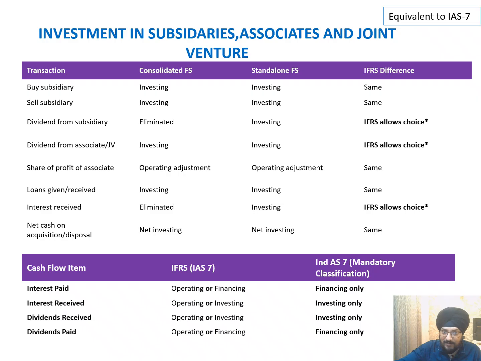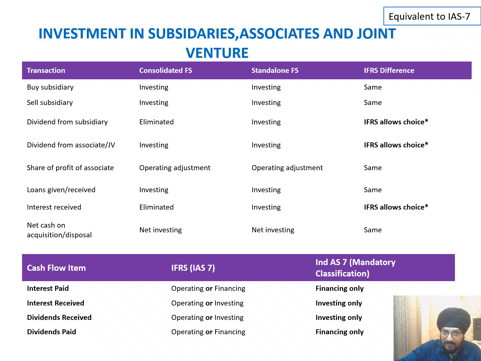Dividend received from subsidiaries is largely eliminated in the CFS, but it is shown in investing or financing activity in the standalone statement. And in IFRS, it is shown as a choice. So which means choice. What is the choice then? The choice is between showing it either as an investing activity or as an operating activity. That choice is being shown here: investing activity or operating activity for dividend from the subsidiaries.